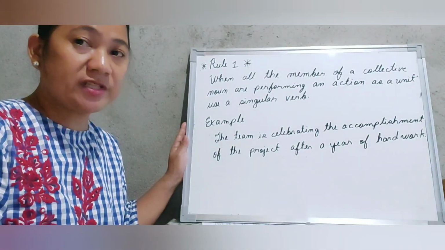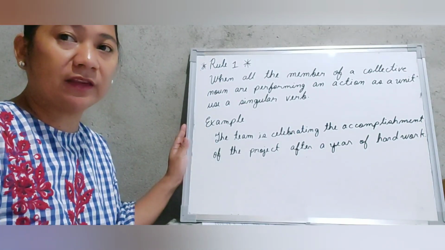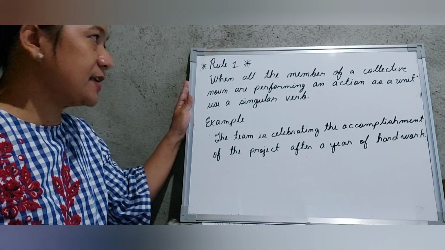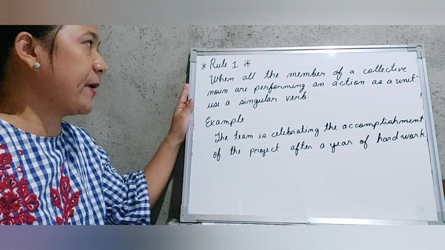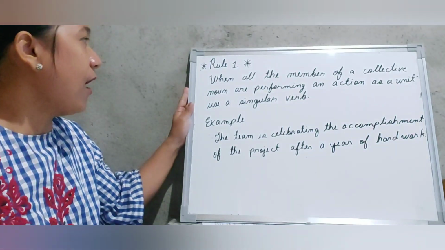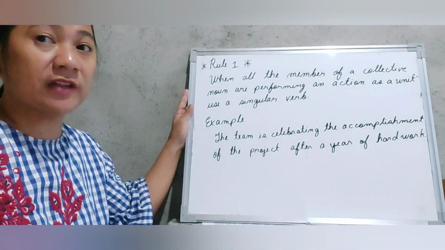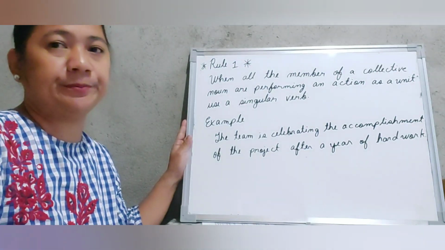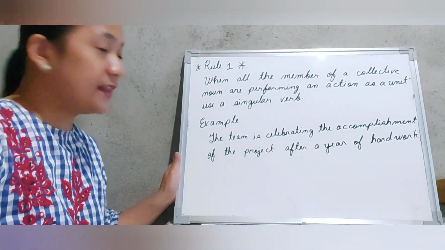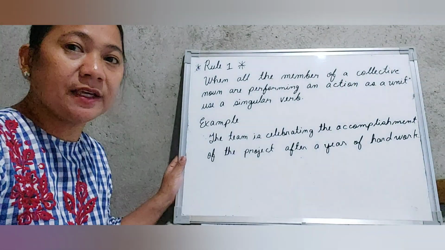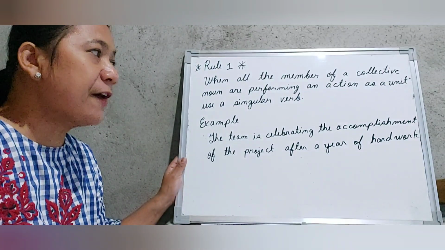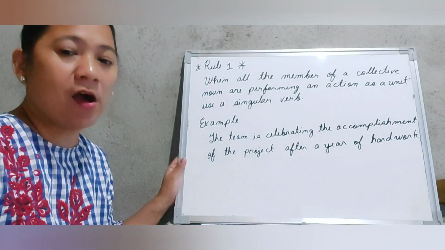We should remember this rule when we are using the collective noun in a singular form. So rule number 1 is, when all the members of a collective noun are performing an action as a unit, we use a singular verb. Let us read this sentence. The team is celebrating the accomplishment of the project after a year of hard work.